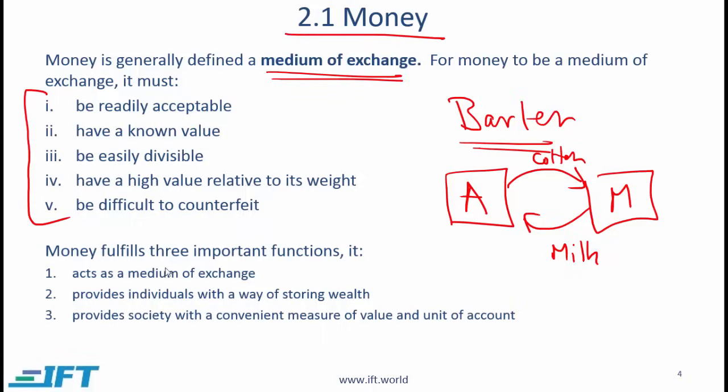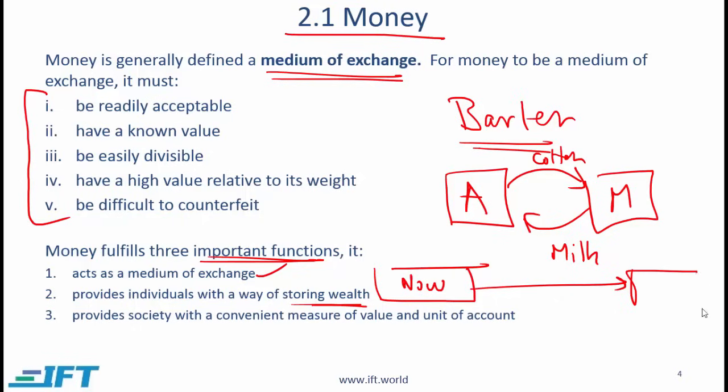You need to understand that money fulfills three important functions in a modern economy. As discussed, it acts as a medium of exchange. Money also provides individuals with a way of storing wealth. We save a certain amount of money now, and then this money can be used in the future. And finally, money provides society with a convenient measure of value and unit of account.